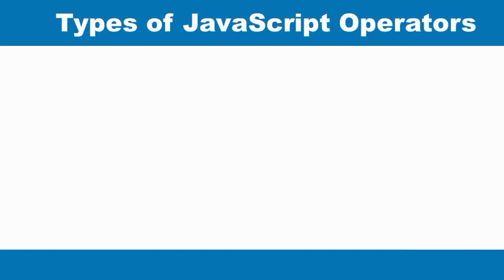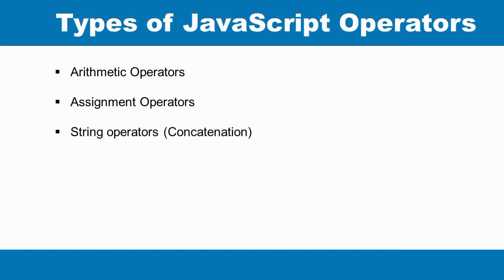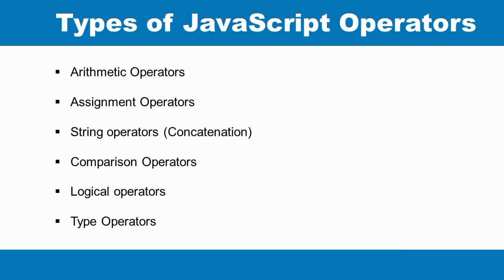There are different types of operators in JavaScript. We've got the arithmetic operators, we've got the assignment operator, we've got a string operator, sometimes called concatenation. We've got the comparison operator. We've got the logical operator and the type operators. I will be briefly explaining each of these operators in separate videos.